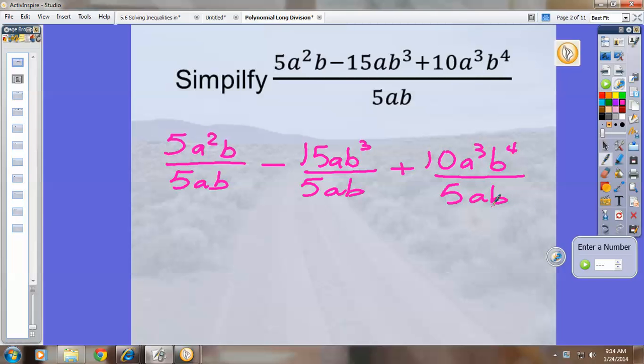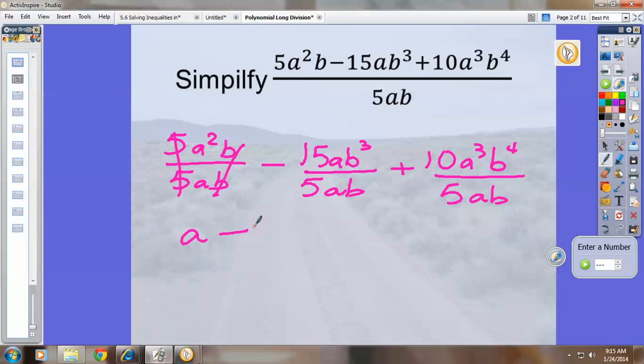Can you simplify each of these individual monomials? Yes, we should. We did this a couple of days ago. Let's go ahead and simplify. 5 divided by 5, what's going to happen there? Cancel out, it's going to be 1. A squared divided by a is a. And b divided by b, well, they're going to cancel out.